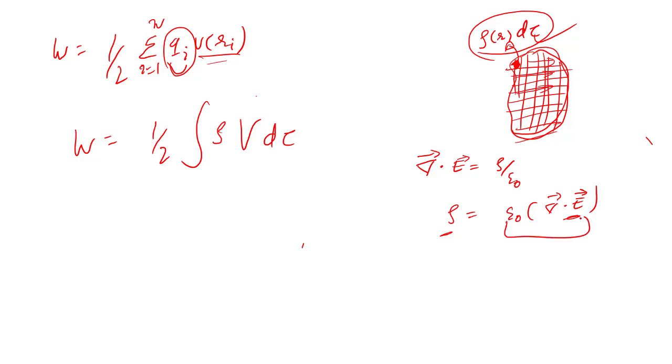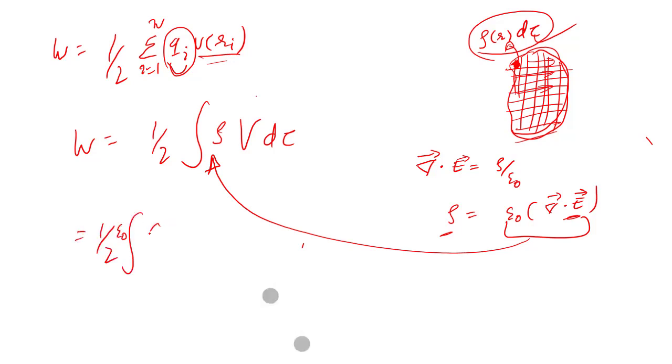So I can then take this and plug it in here. Then I can write this as half of epsilon naught, which is simply a constant, times the integral of del dot E times V d tau.